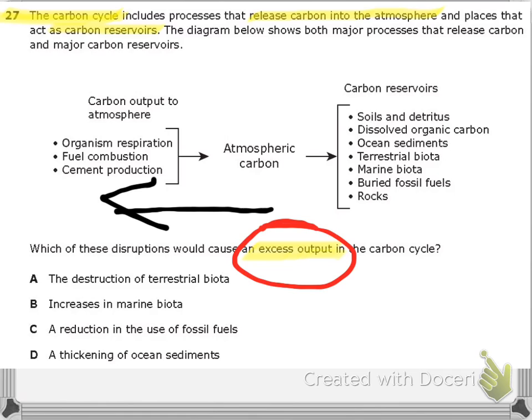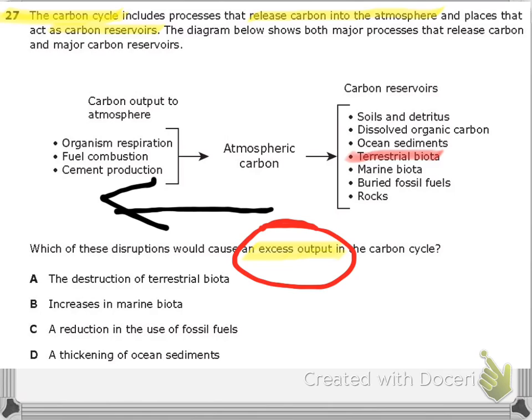Where's terrestrial biota? Let's highlight this in red. Terrestrial biota is here, and it looks like that's a storage, a reservoir. So if you destroyed terrestrial biota, it's no longer storing carbon, therefore it would release it into the atmosphere, causing an excess output. That answer looks really good, but let's keep going just in case. We'll leave A alone for now.